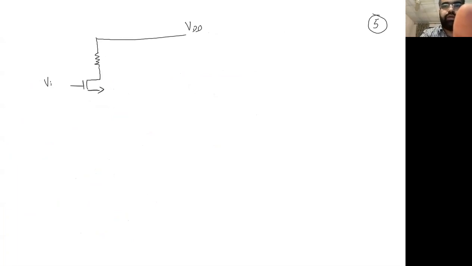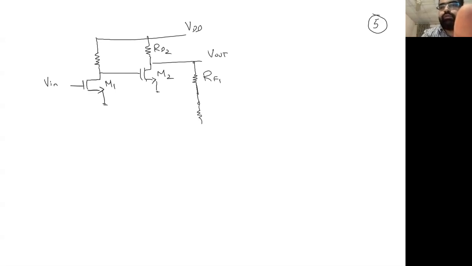We have here M1, here M2, RD2, here V out, here RF1, and we have RF2. Again, RF1 and RF2 should be of very high value. Here it's not grounded, it's connected. So we are having a feedback which is going to this point.